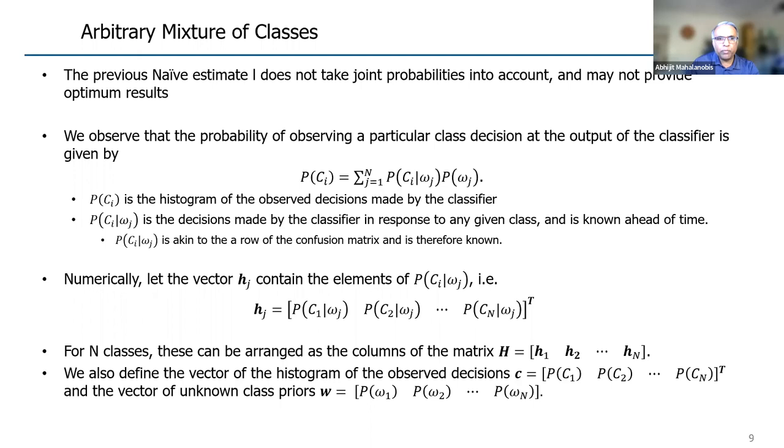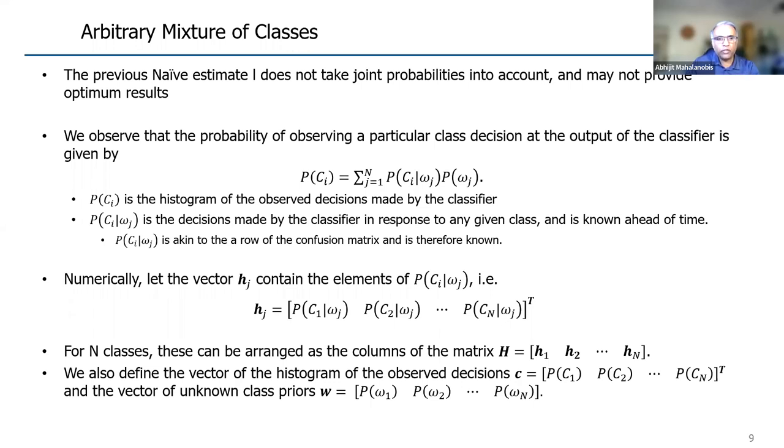And this probability of CI is what you're observing when the classifier is making its decisions. So over time, you observe the decisions, look at the decision frequency, and this is the observed histogram of the classifications. If you assume that you know this ahead of time, it should be possible to figure out the prior probabilities. And one can set up a system of linear equations easily to do this.